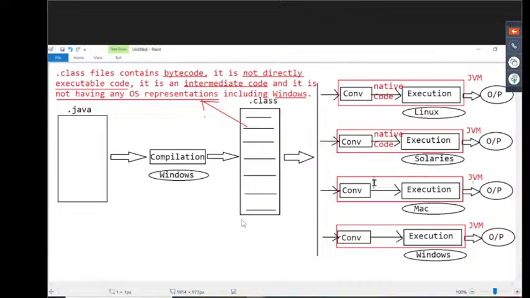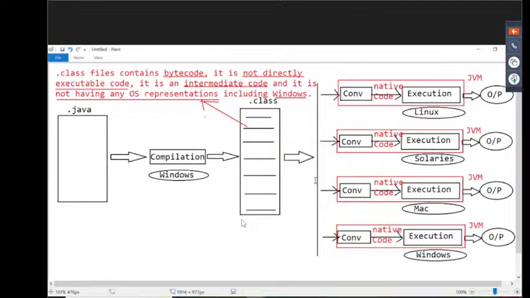Native code. Now tell me, the JVM's first responsibility is converting the program from bytecode to native code. Am I right or not? If we give that native code to the execution process, the execution engine will execute that native code and provide some output. So conversion and execution, these are the two responsibilities of the JVM that we have to understand clearly.